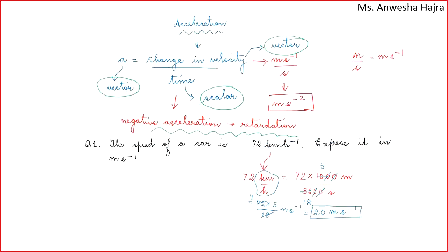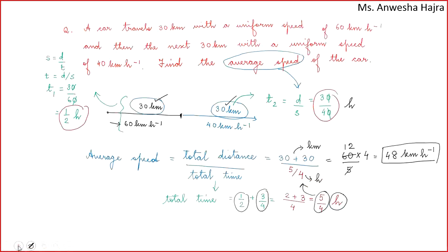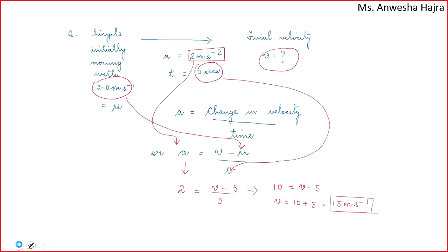What was acceleration? Acceleration was change in velocity by time. Change in velocity is a vector quantity, time is a scalar quantity, so acceleration comes out to be a vector quantity. Now, this chapter, what we are going to discuss today is graphical representation of linear motion.